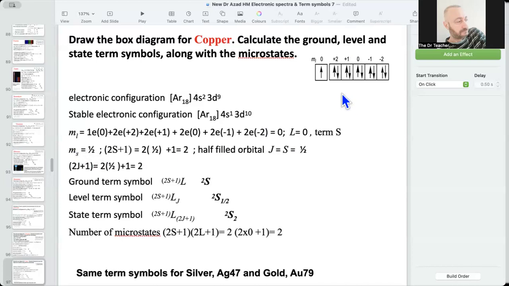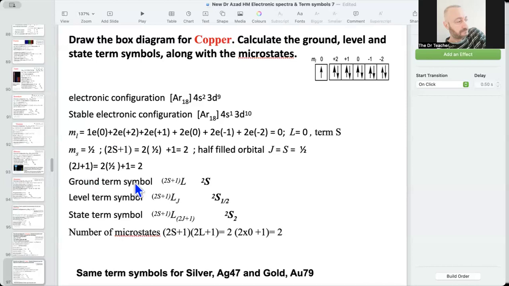And the MS is what? This will delete the other one because half minus half, half minus half, so all of them are 0. Only this one is counted. You see MS is half, so 2S plus 1 will be 2. It is half filled. When filled or half filled, J equals S. S is half, so J equals half. So now 2J plus 1 becomes 2.